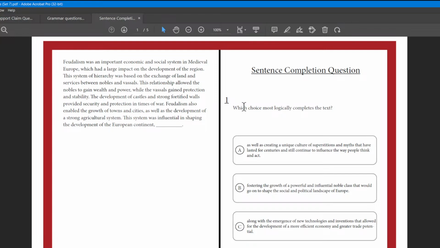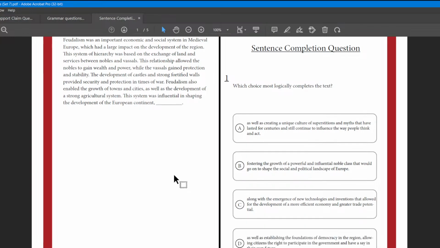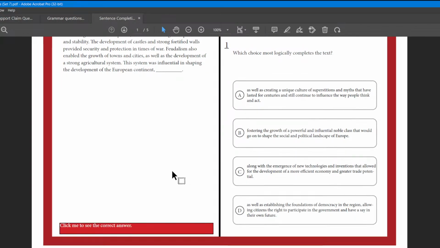Again, I want to talk real quick about our strategy here, because remember that we're trying to complete the text, and a lot of times these are going to be at the end of the paragraph. So I'm looking for a conclusion that is either summarizing or thinking forward. And I want to make sure I understand the topic of the sentence, so I like to go back and read that first sentence. So I see we're talking about feudalism, which was the economic and social system in medieval Europe, and its impact on the development of the region. So just knowing that, it's reemphasizing that point, shaping the development of the European continent. I want to look for one that does focus on that.